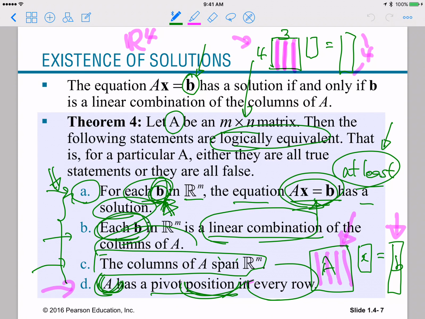But again, the situation that this theorem is talking about is regardless of any vector b. So this should be true for any vector b.